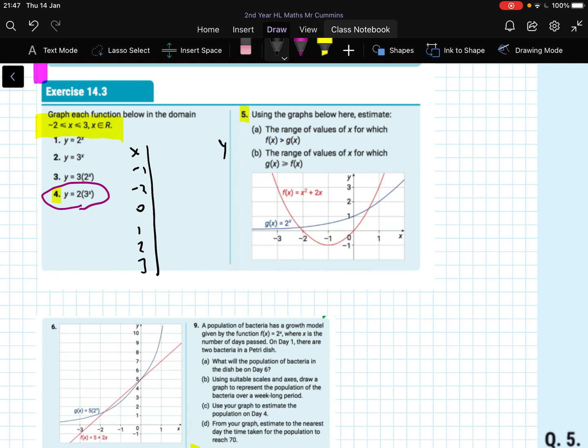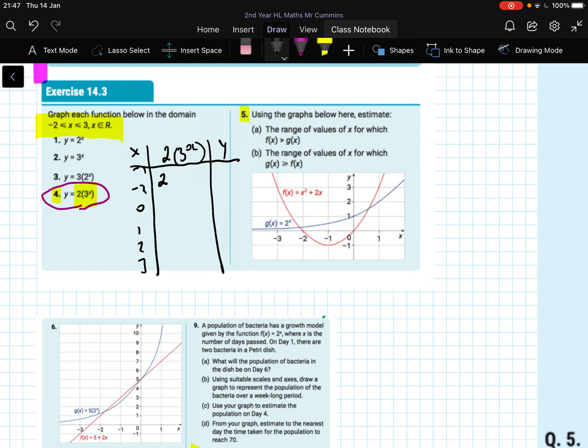Our function in the middle is the bit that can catch it out. So our function is exactly as they give it to us. 2 to the power of 3x. That's our function. So 2 multiplied by 3 to the power of x, as it's written there. So I'm going to write these out before I do any maths, exactly as I would have done if it was a linear or a quadratic function.